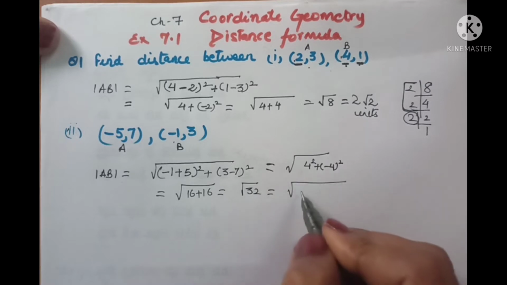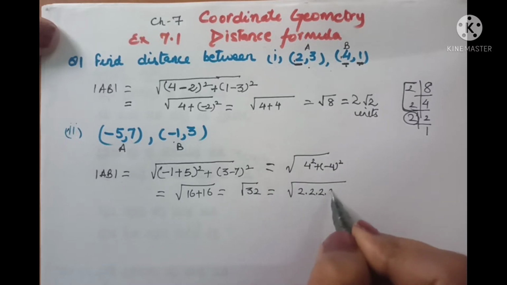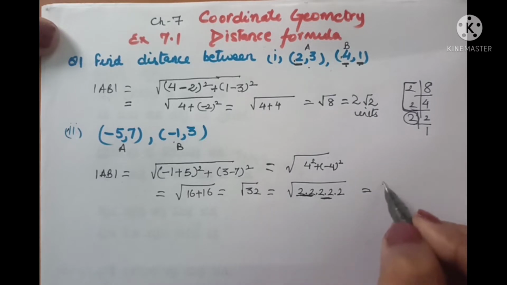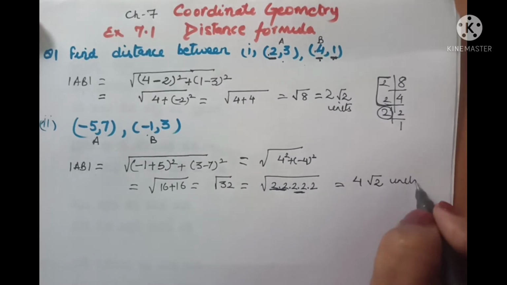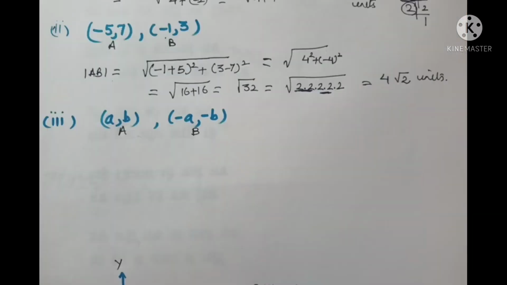Again, if you solve root 32, it is 2 into 2 into 2 into 2 into 2, 2 raised to power 5. So with a pair of 2's, we get 4 outside and 2 remains inside. So 4 root 2 units shall be the answer.